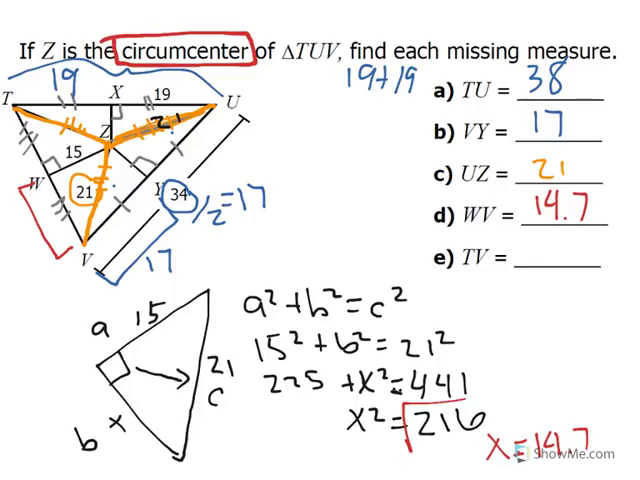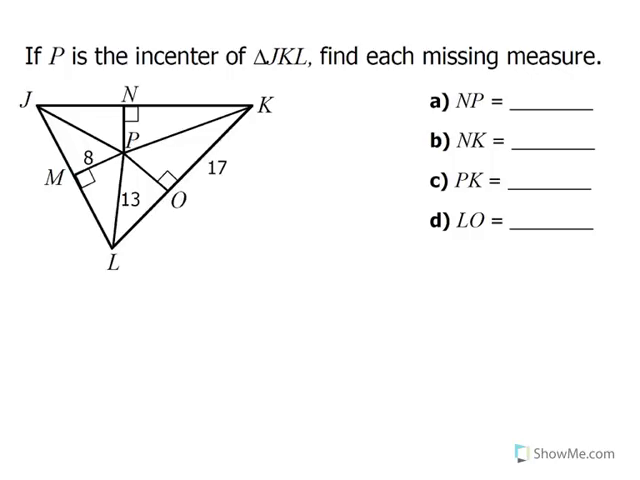And then the last one that we're looking for is TV. So TV is that whole distance. So if this part that we just found was 14.7, then the other part is 14.7. So 14.7 plus 14.7, kind of like we did in the first part A, means that TV would be about 29.4.